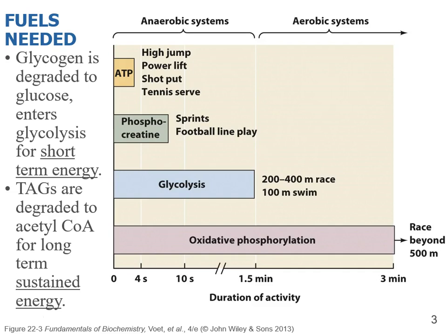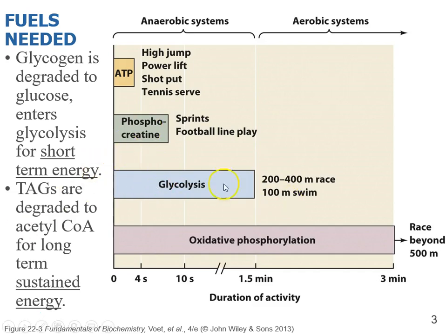I thought you might be interested in this figure right here. When you're doing different kinds of exercise, something that just takes a couple seconds, like high jump, power lift, shot put, tennis serve, we use ATP. But if it goes above, say, 3 or 4 seconds, you'll need phosphocreatine, and phosphocreatine can donate a phosphate group to ADP to form ATP. So you can get a little extra ATP that way.